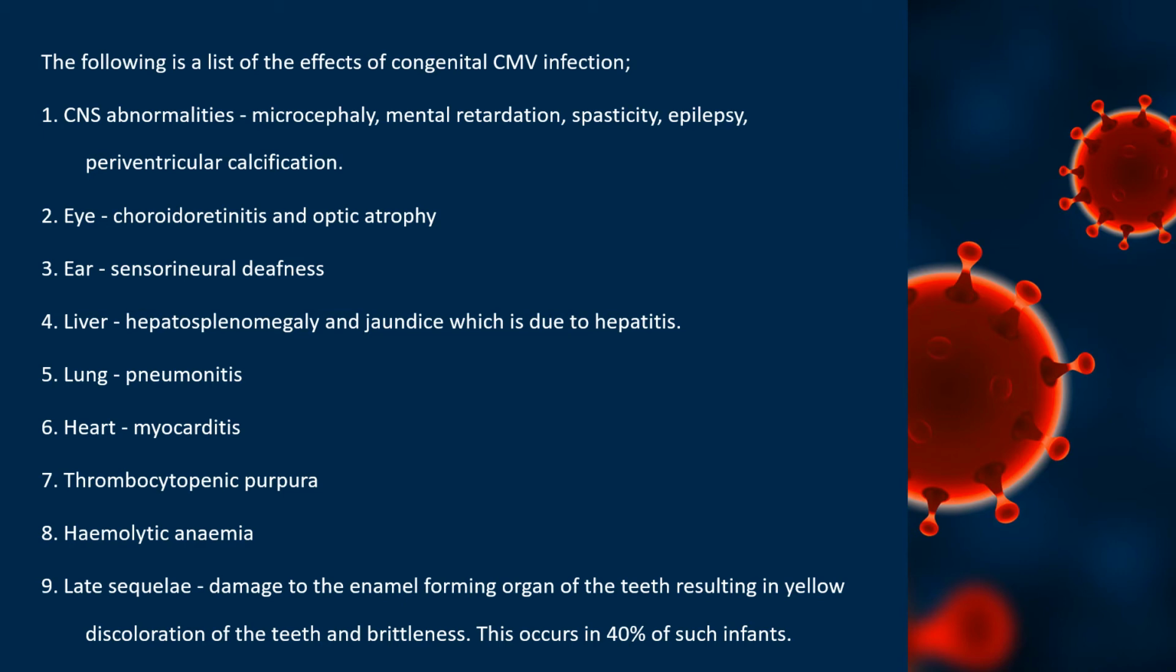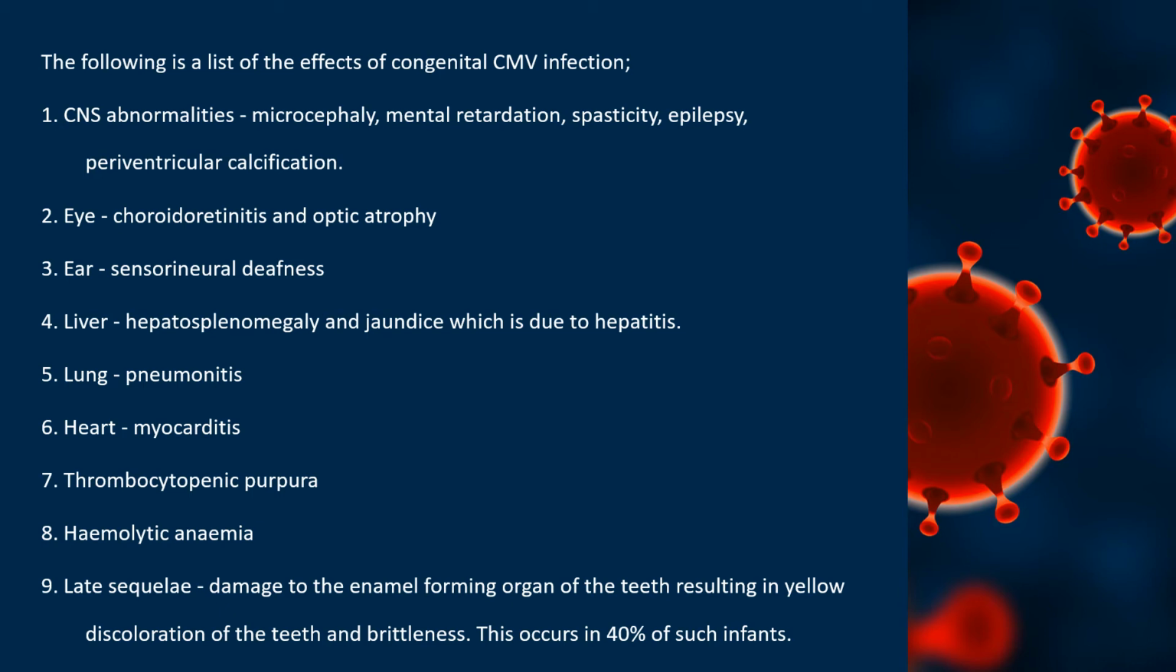Then the effect caused in the lung is pneumonitis, that is, inflammation found in the lungs, and it also causes infection in the heart. The condition is called myocarditis, that is the inflammation of the myocardium, and it also causes thrombocytopenic purpura. This is an immune disorder in which the blood does not clot normally. Then another condition is hemolytic anemia. It is also a disorder in which RBCs are destroyed faster.